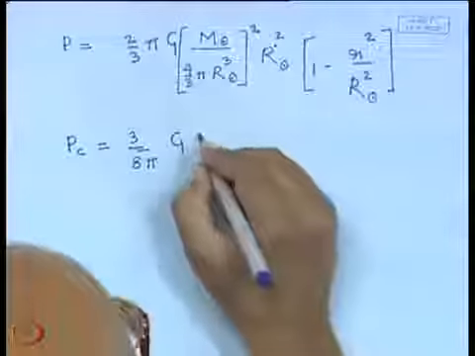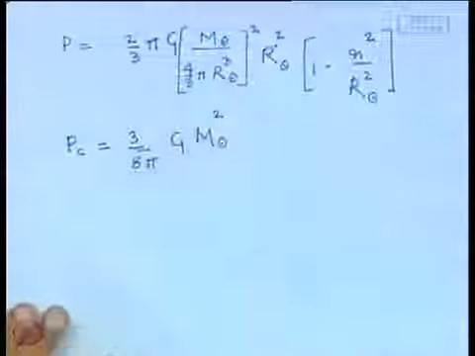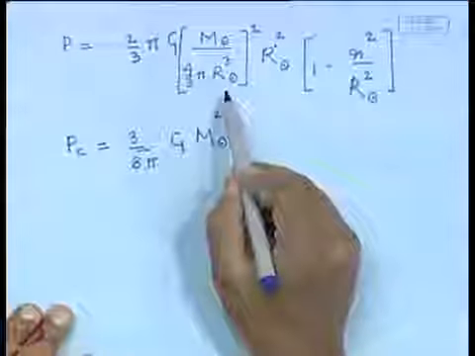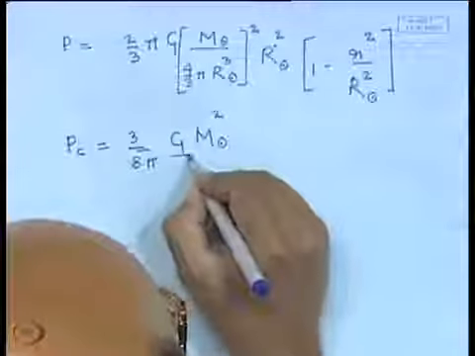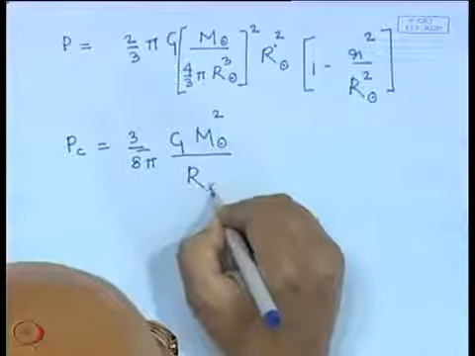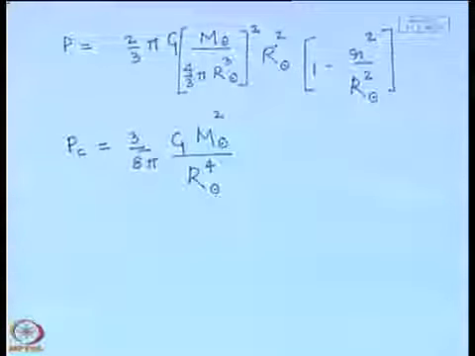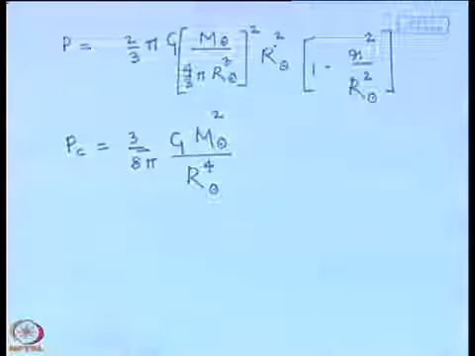M squared, the mass of the sun squared, by R to the power of 6, the radius of the sun, and here we have the radius of the sun squared. So, this is R sun to the power of 4. That is the pressure at the core of the sun, using this simple approximation assumption that the density is constant throughout.